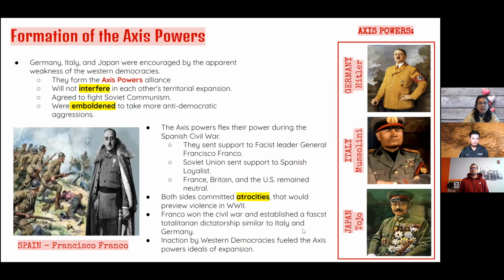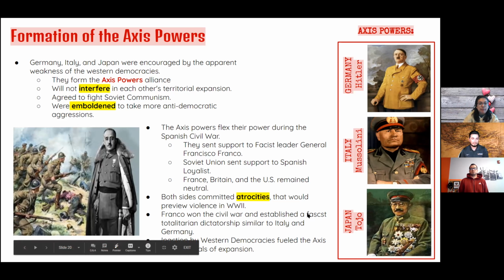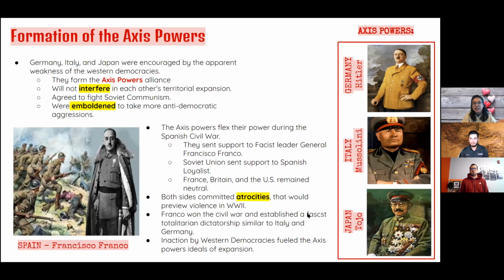The Axis powers flex their power during the Spanish War in Spain, not just like a Spanish language war. They're literally fighting in Spain. Okay, it's a civil war. So what's going on in Spain? Well, they sent support to the fascist leader, General Francisco Franco. This is him right here, dressed in his nice little cape with a fur on it. So he was a fascist, and they sent support to him and his military.